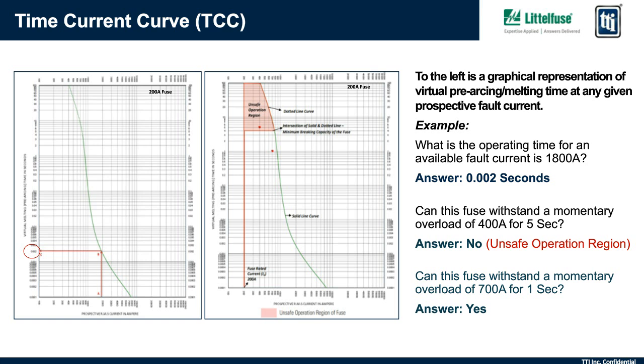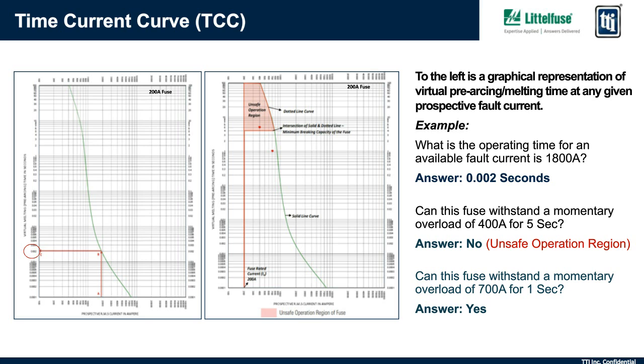Next scenario: let's see if this fuse can withstand a momentary overload of 400 amps for 5 seconds. You can see that is noted by the upper red dot, and the answer would be no here. That red dot lies within the unsafe operating region.